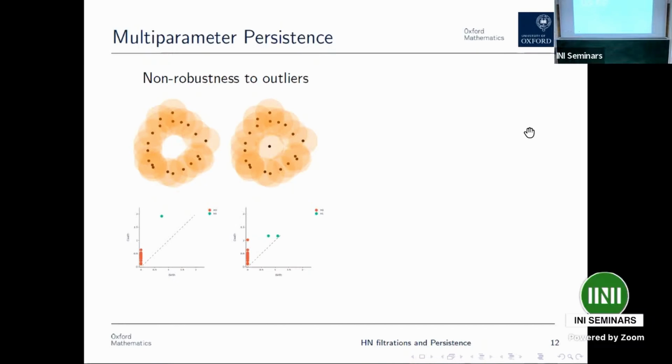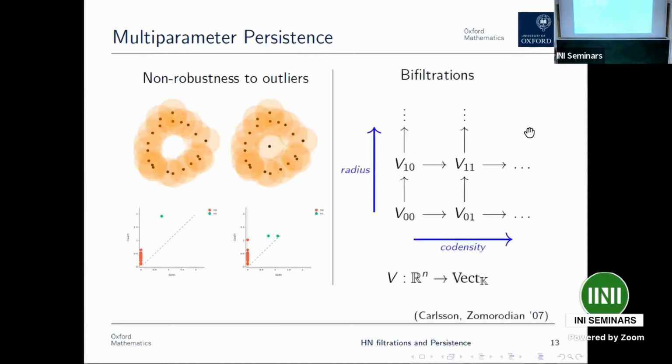And in order to fix this issue, one of the ideas was to say, let's remove all the points in low density regions. But since we don't know which density threshold to choose, we also choose all possible density thresholds. And instead of getting a filtration of simplicial complexes, we get a bifiltration of simplicial complexes. And we can still take the homology of that, and we get a functor from R^2 to the vector spaces. But the last step of taking the persistence diagrams becomes much more challenging.